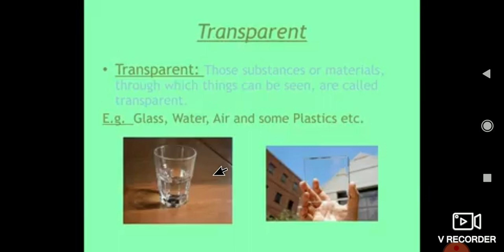Look at this picture, students. It is a glass, and inside the glass water is there, and this is also a glass. So through glass, water, air and some plastics we can see easily. Such objects are called transparent. For example, glass, water, air and some plastics are examples of transparent materials.